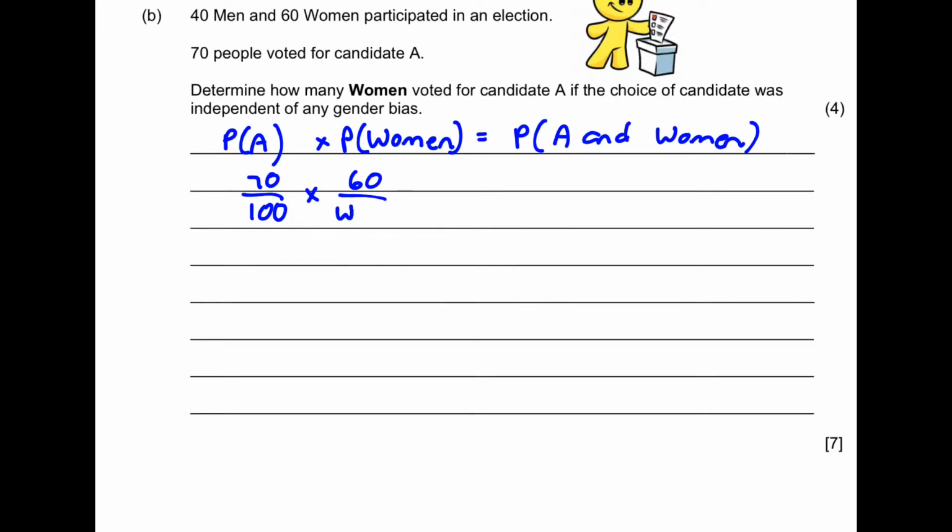And that equals, and we're looking for what the probability of A and woman is. So that will be our variable x, and that's also over 100 because there are 100 people. All right, so that means that we can simplify the left-hand side to 0.42 equals x over 100, and then multiply by 100 so that x equals 42. So there were 42 women who voted for candidate A.